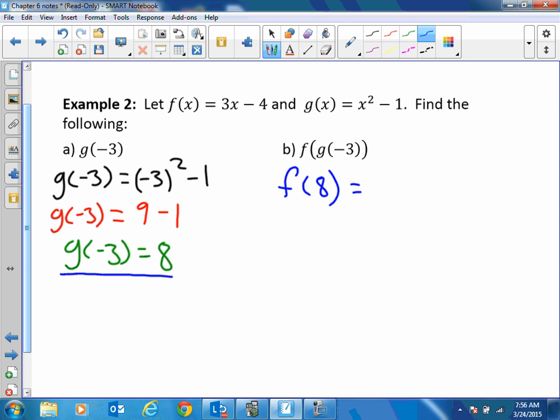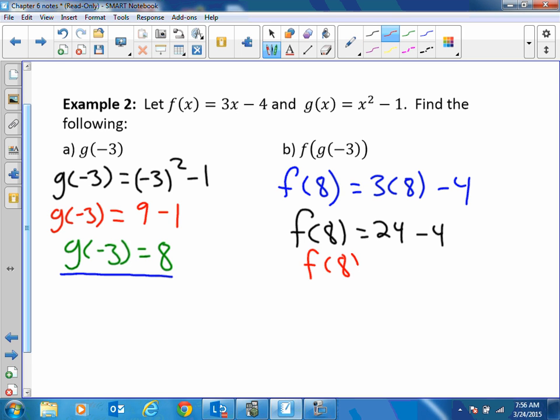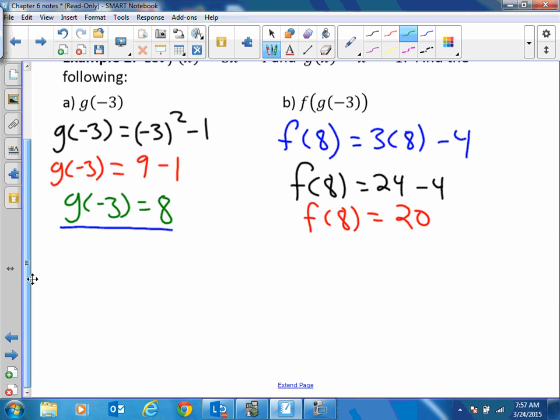Okay, f of 8 equals 3 times 8 minus 4, which gives us 24 minus 4, which gives us 20. So if I wrote it all out at the end, because I know that g of negative 3 equals 8 and f of 8 equals 20, then I know that the original problem, f of g of -3, equals 20.